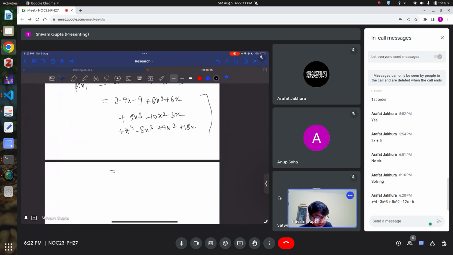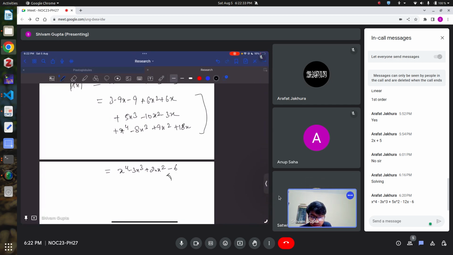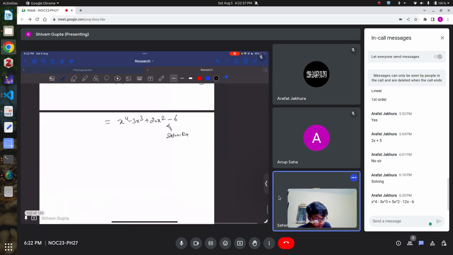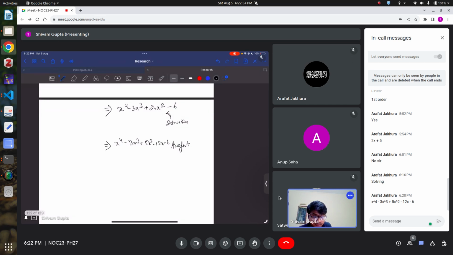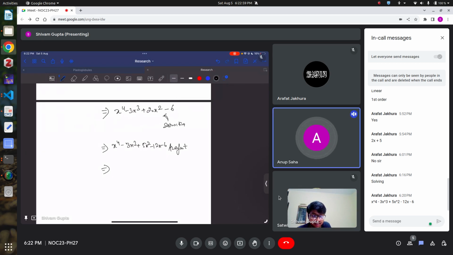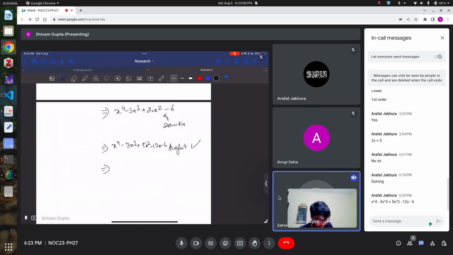So has anyone completed this? X to the power 4 minus 3x cube plus 20x square minus 6. Are you sure? Because Arafat has written this as the answer, from Satvika. From Arafat it is x4 minus 3x cube plus 5x square minus 12x minus 6. So I think Anup will be the deciding person. What is your answer? Sir, I have got the second one, the Arafat one. Yes, sir. Okay. Sir, I think I have made some mistake in the calculation.